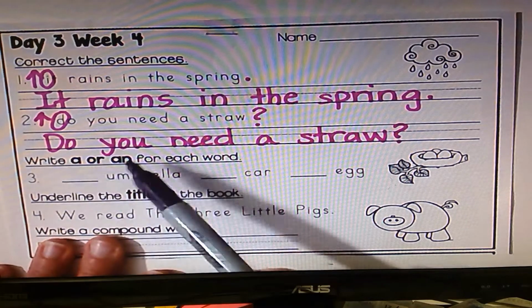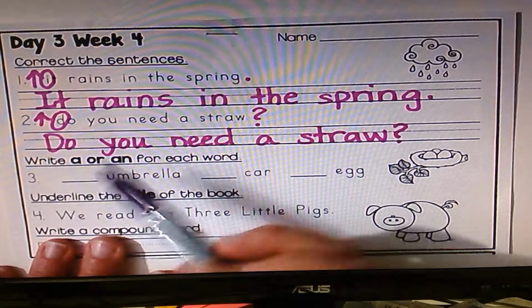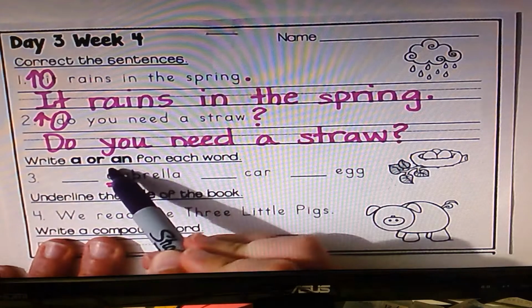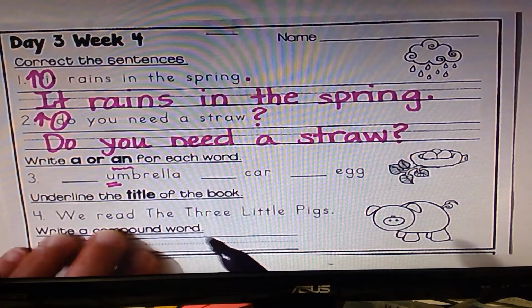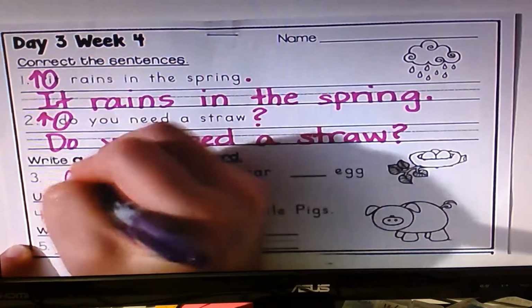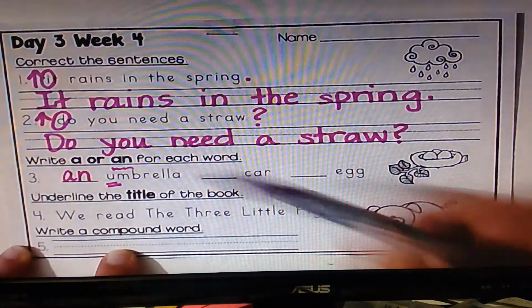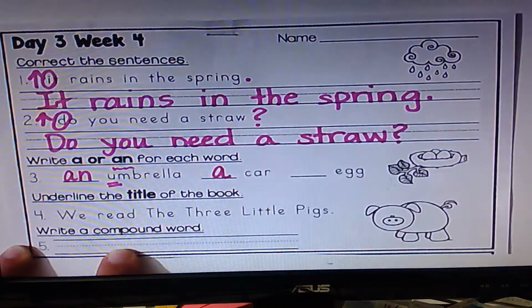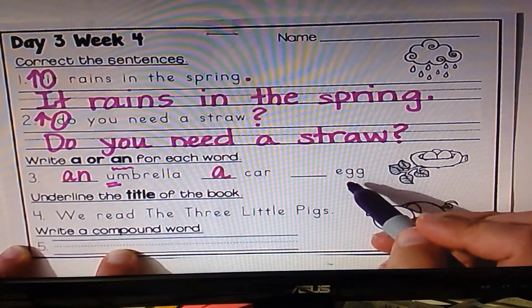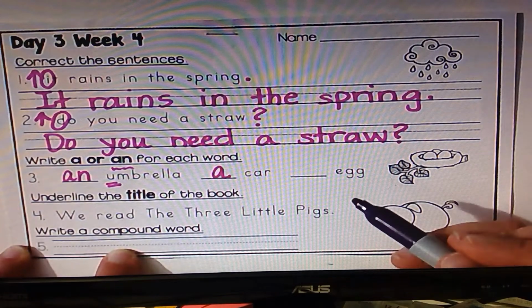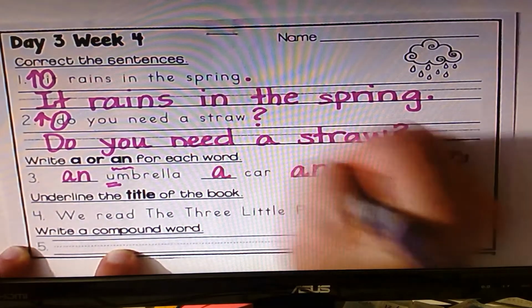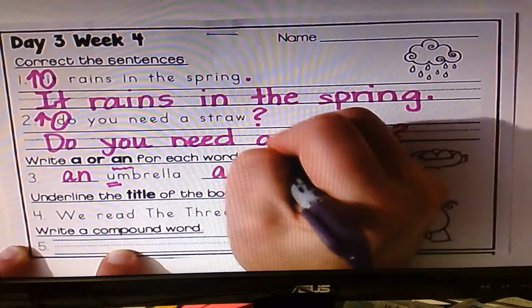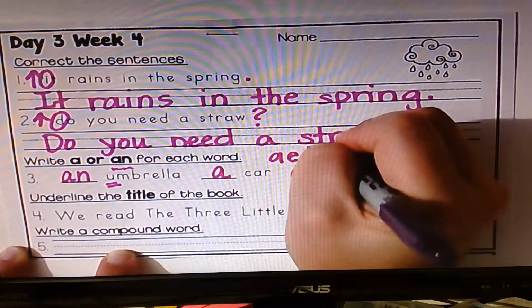Write a or an for each word. Remember, if the word starts with a vowel and you need to put the word a in front of it, you actually need to write an instead. So, do you have an umbrella? Because U is a vowel. Car, is C a vowel? Nope. So you would just say a car. I have a car. What about egg? Do you have a egg or an egg? An, because E is a vowel. You guys remember that? And what are the vowels again? A, E, I, O, U.